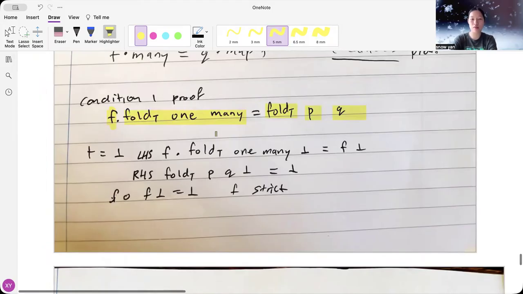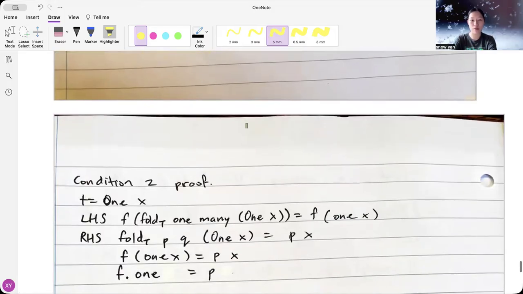So then we're going to find the three conditions, right? If t was bottom, then our left-hand side would be f fold t one many bottom. So then that would evaluate to f bottom, right? And the right-hand side, fold of something bottom would be bottom. So f bottom is equal to bottom, so f is strict. This is exactly the same as the one for lists, but just applied over here.